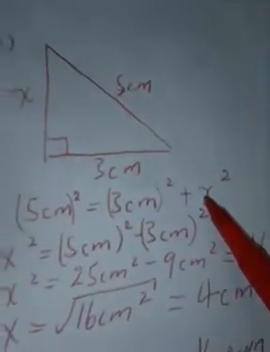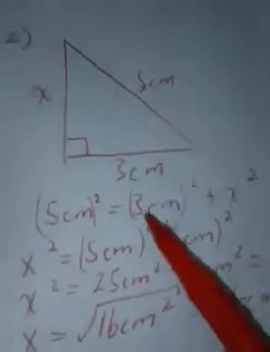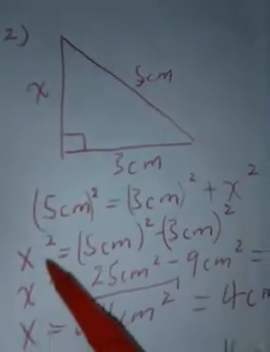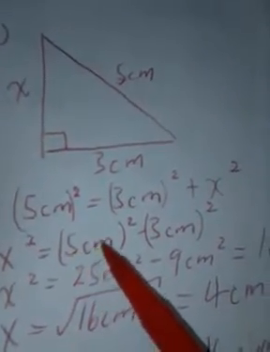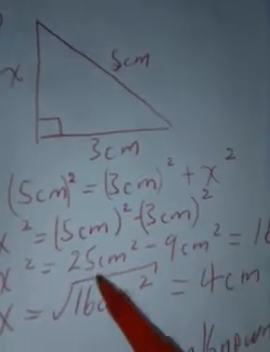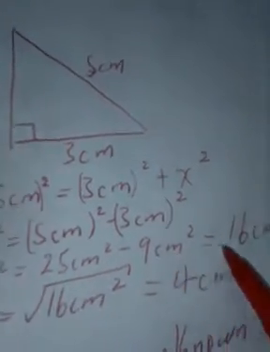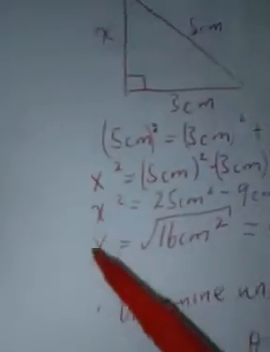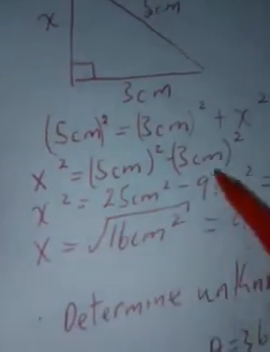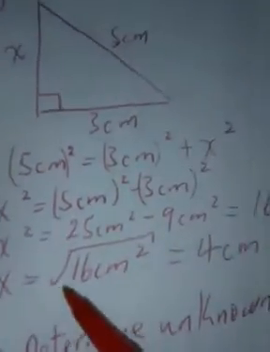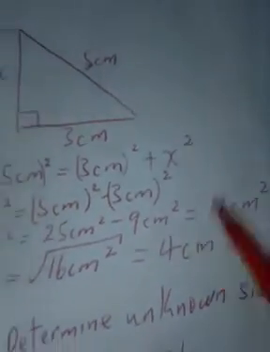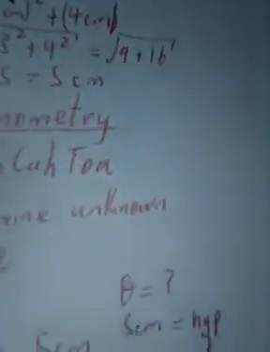Now, to solve or to transpose for x, I'm going to bring this over here. So this x squared is equal to 5 centimeters all squared minus 3 centimeters all squared. That's equal to 25 minus 9, equal to 16 centimeters squared. Now, to solve for x, I have to take the square root of both sides. So the square root of 16 is going to be 4 centimeters. Easy, right? Walk in the park. So, all right? Next one.